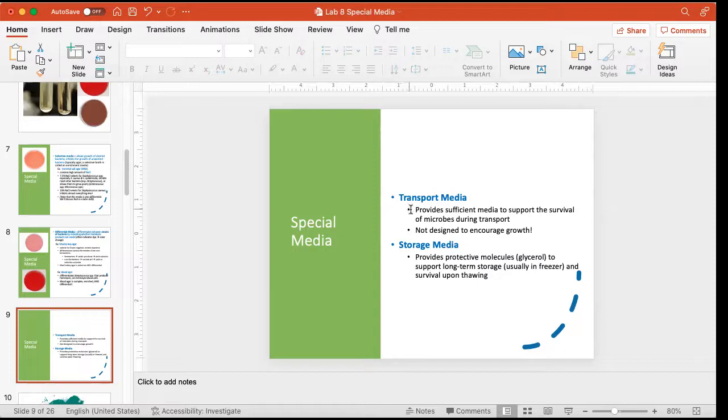Transport media is a medium that's going to give enough nutrition to allow any microbial cells to survive while they're being transported to the lab. Now, it's really important to understand that transport media is a very basic media. It's a basal media too, in the sense that it has a known list of ingredients in it, but these ingredients are not designed to encourage that microbe to grow and divide. It's enough nutrition to keep it alive, but not enough to encourage it to grow.